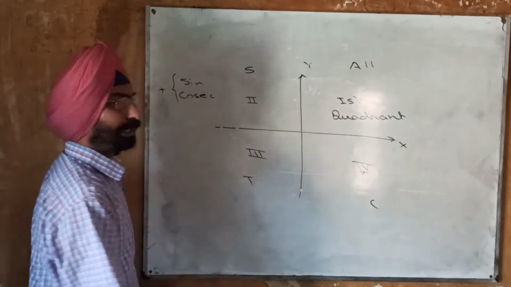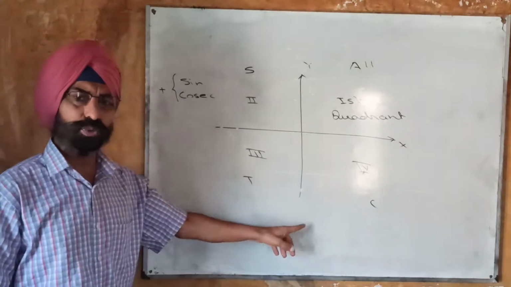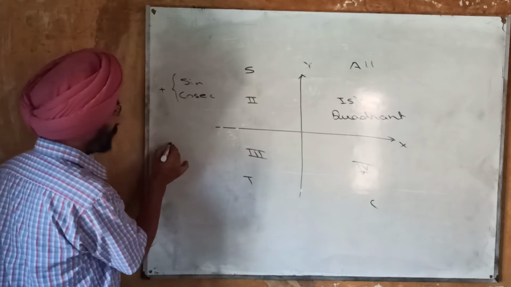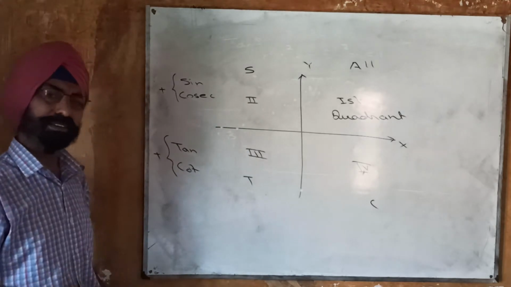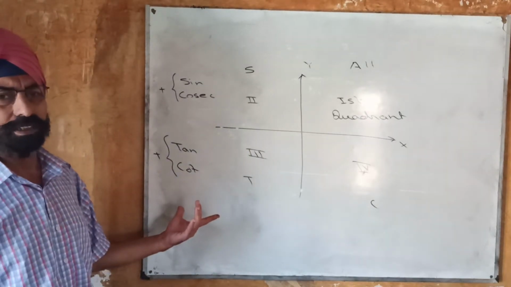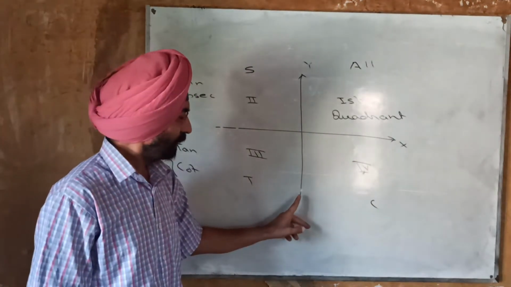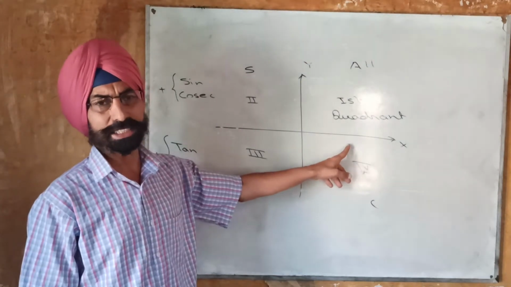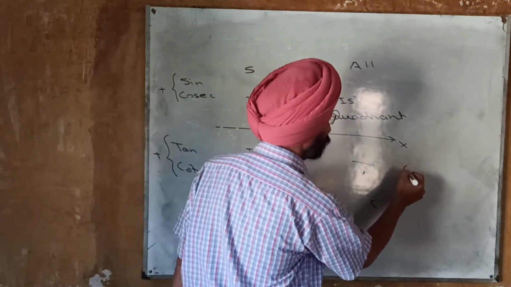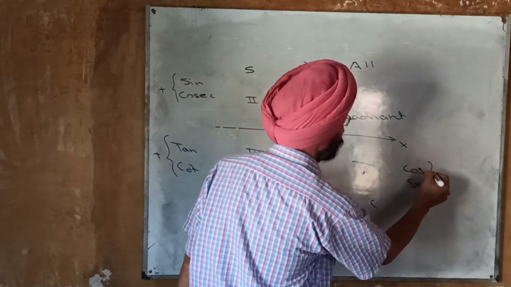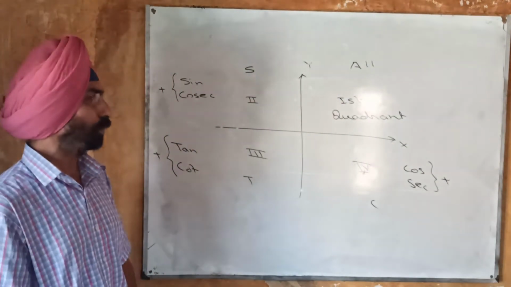Similarly, in the third quadrant, that means if you have some trigonometric function with an angle lying between 180 degree and 270 degree, then T means tan and its reciprocal cot. Only these 2 trigonometric functions will have positive values and the rest will have negative values. In the fourth quadrant, that means between 270 degree to 360 degree, again only 2 functions. Which 2 are these? These are C. C means cos and its reciprocal secant. These 2 will be positive and the rest of the trigonometric functions will assume negative values.